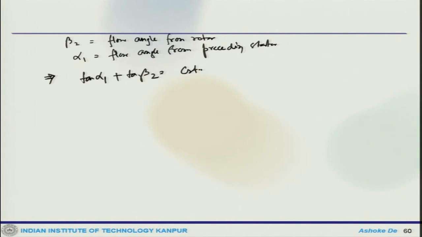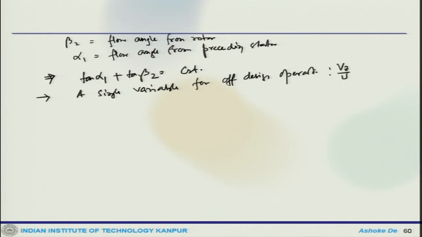So, assuming this, the results of departure from design condition are concentrated in a single variable, Vz by u. So, what we get is a single variable for off-design operations, that is Vz by u.